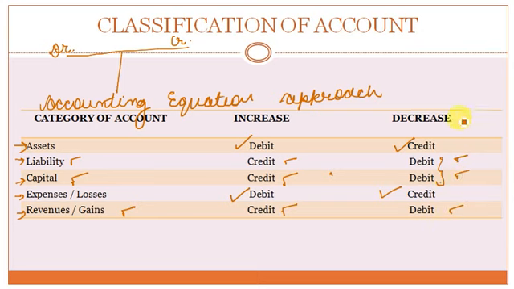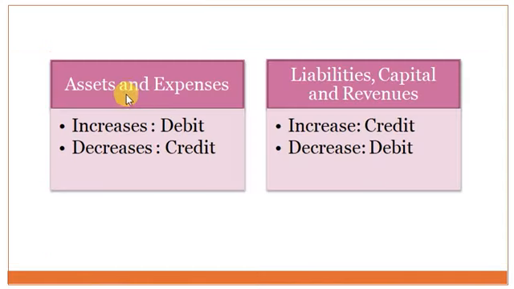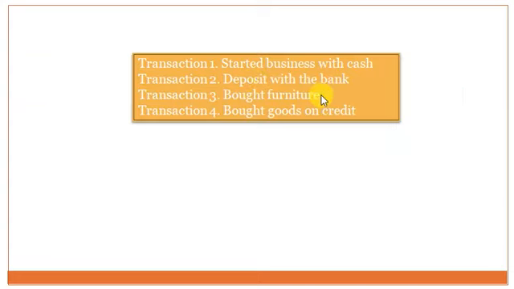So in a nutshell, what we can say is that assets and expenses are debited when they increase and credited when they decrease. Liabilities, capital and revenue are credited when they increase and debited when they decrease. This is the simple rule. Now we study these transactions.